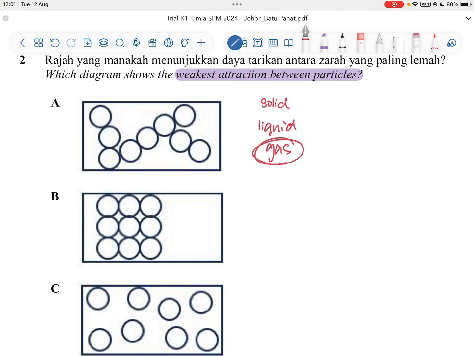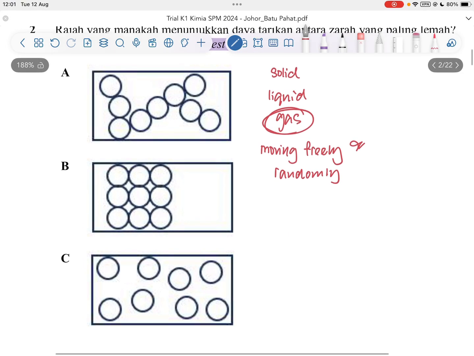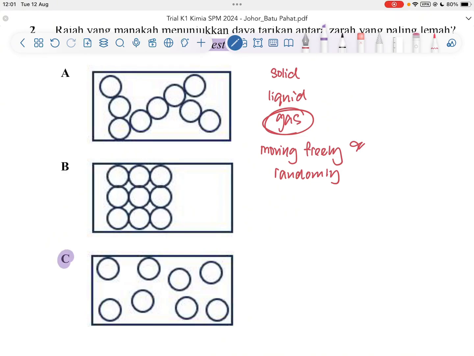Because gas consists of freely and randomly moving particles. The particles are moving freely and randomly. So which one will match this statement? The answer is C. Definitely this is gas, because you can see there are many spaces between these arrows from each other. So the gas has the weakest force of attraction.